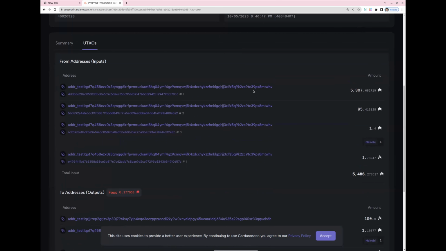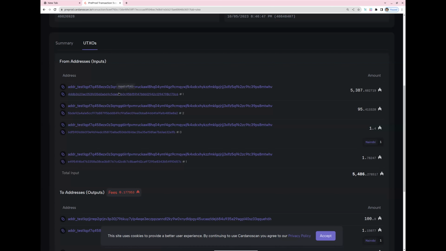And there we see that actually I used 1, 2, 3, 4 inputs. It's up to the wallet to construct this transaction and decide what inputs to use. So my wallet decided to use these 4 UTXOs that I had in my wallet. They are all identified by the addresses and the transaction hashes that created them.